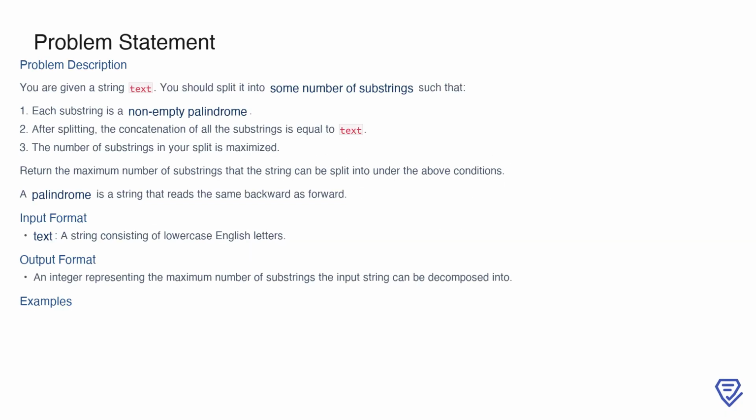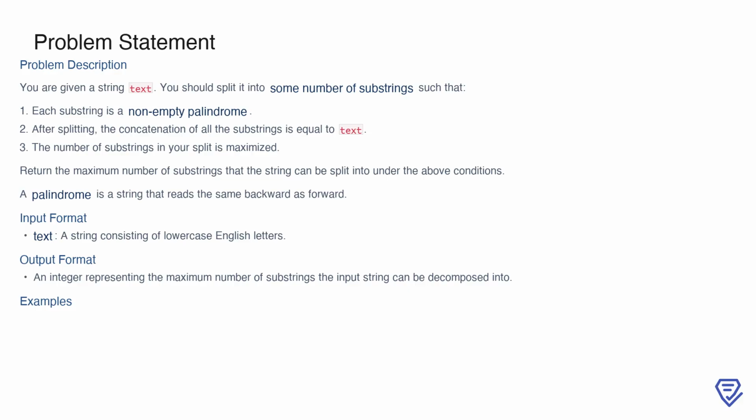In this problem, you're given a string called text, and your goal is to split it into the maximum number of substrings that satisfy specific conditions. First, every substring must be a non-empty palindrome. Second, when all these substrings are concatenated together, the result must equal the original string text. Finally, you want to maximize the number of substrings in your decomposition.